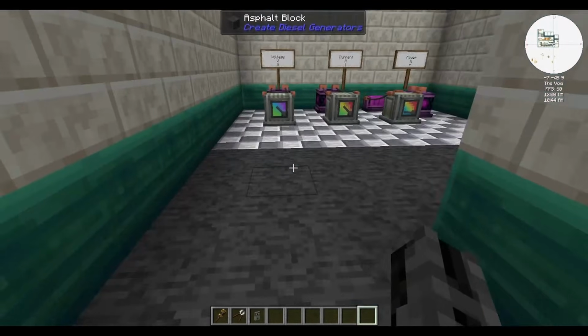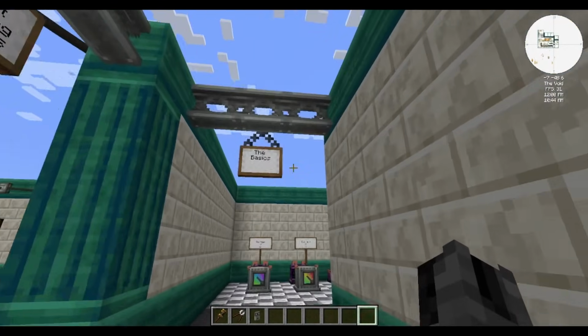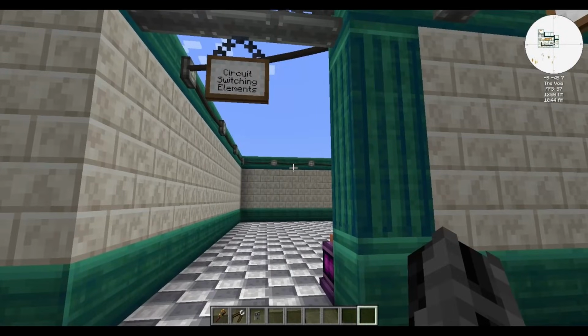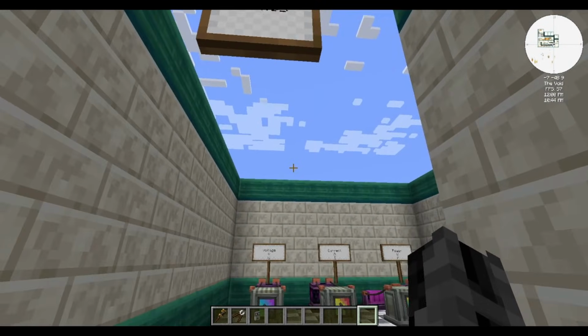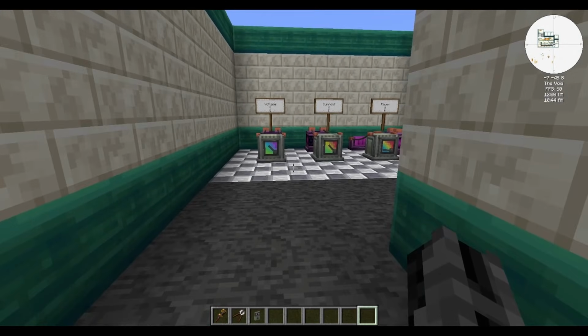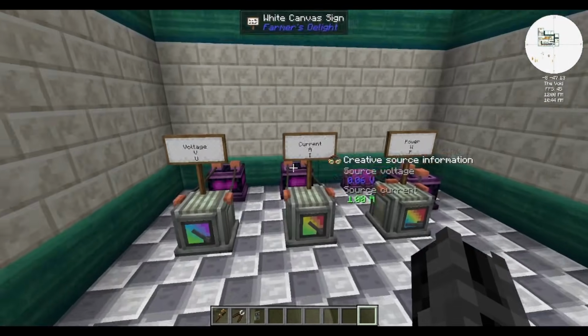Hello, this is Michael, and today we're checking out Create Power Grid, which is one of the best Create add-ons in my very subjective opinion, because it adds realistic electricity, sort of. Now let's dig right in.